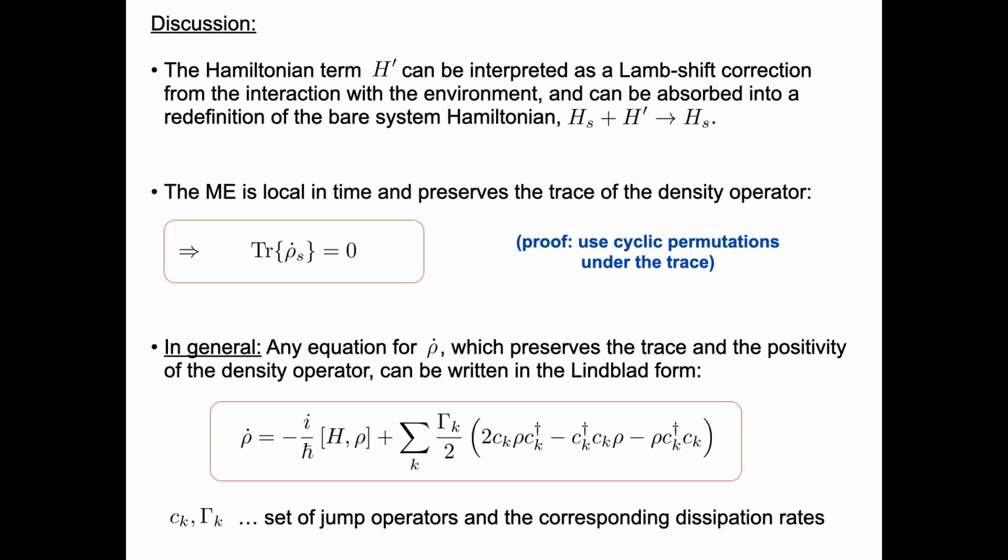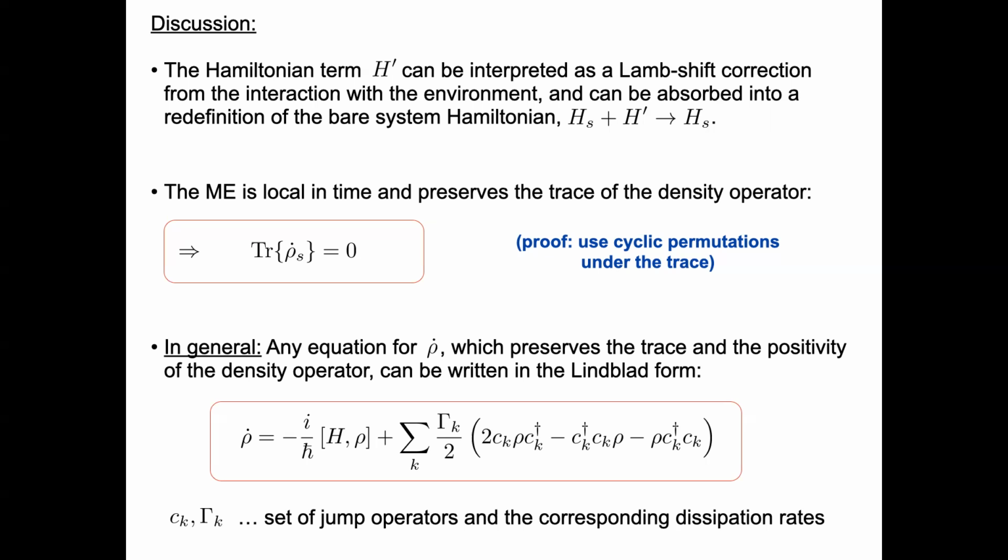That's why it's also called Lindblad form. What Lindblad showed is that this is actually also the only possible form that you can have. What you want is a local equation for a density operator, and the density operator has to preserve the trace, and it has to preserve positivity.